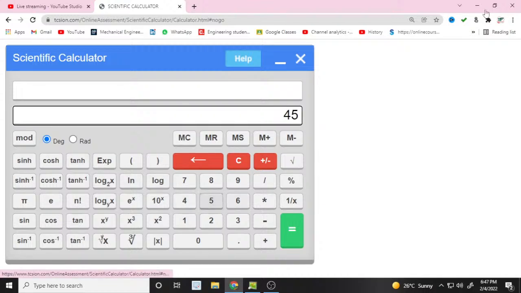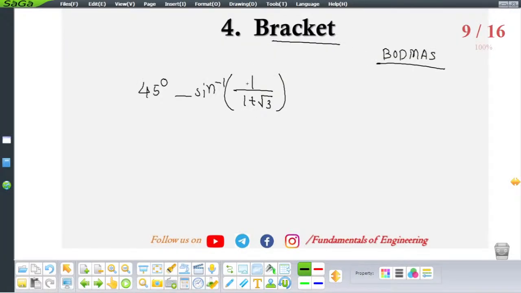So 45 degree minus, the values are in degree, so there is no need to use the degree sign. 45 minus what we are having, sine inverse of 1 upon 1 plus root 3. This value we have to keep in bracket, and then we have to take the sine inverse of this.